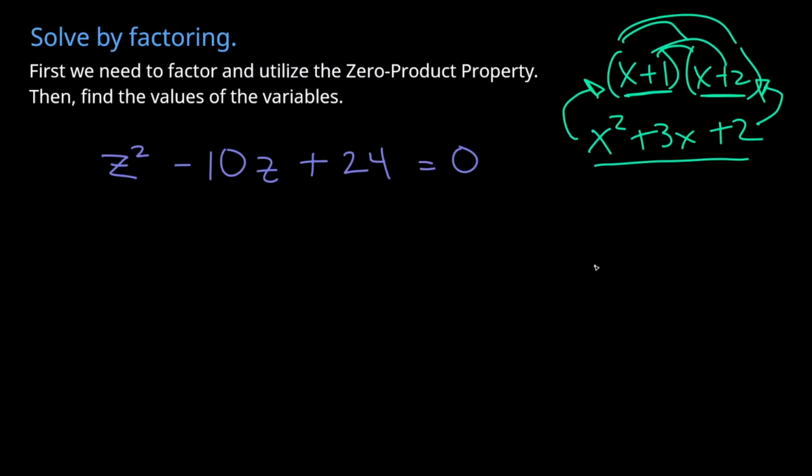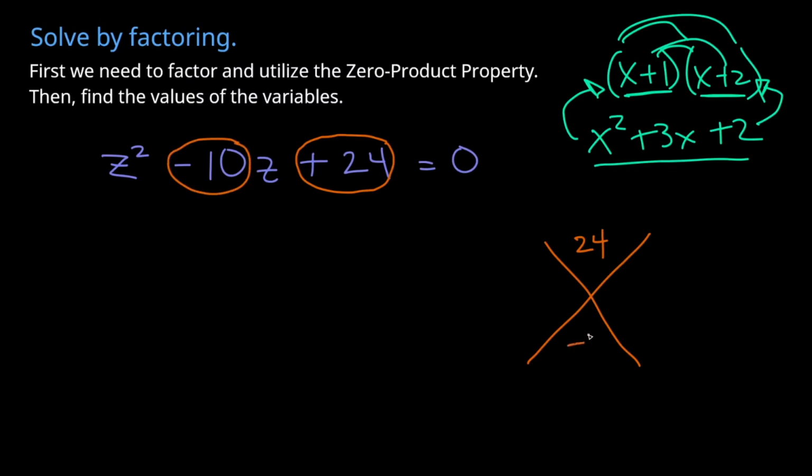We can use that X chart. I don't know what the name is, but we can use this. And the number that goes up here is this one right here. We have a positive 24. The number that goes in the bottom is this one right here, negative 10. And what we want to do is we're looking for factors of 24 that will add up to negative 10.